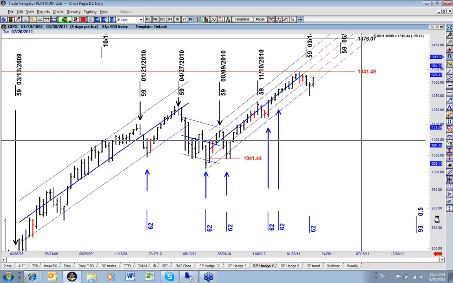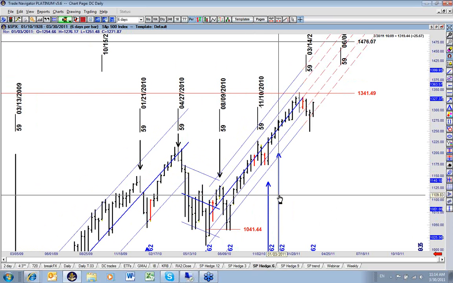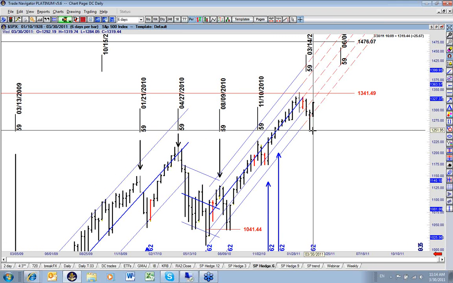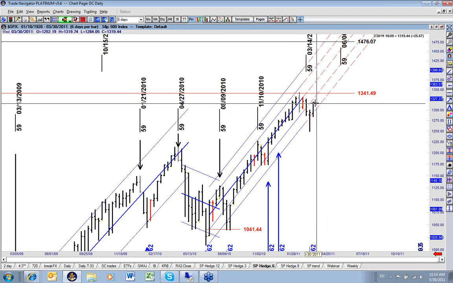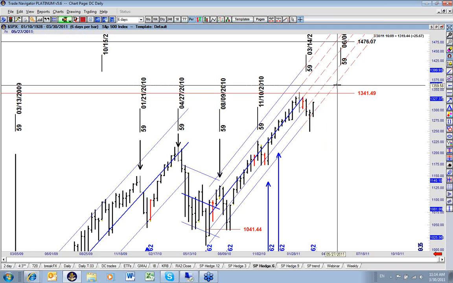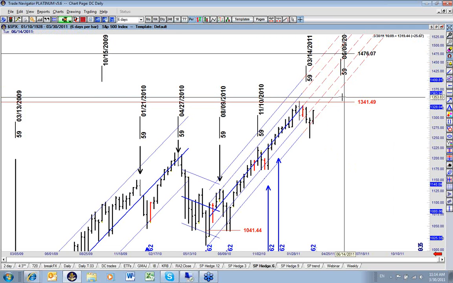Let me just make this a bit bigger for you. There's the 62. There's the last 62. That's traditionally been supporting this market. This market is trying to get back into the main channel, which would be above 1329 or so, and then faces another 59 period cycle on June the 6th, and I think that's the next cycle of any significance. I'll upgrade those today, folks.